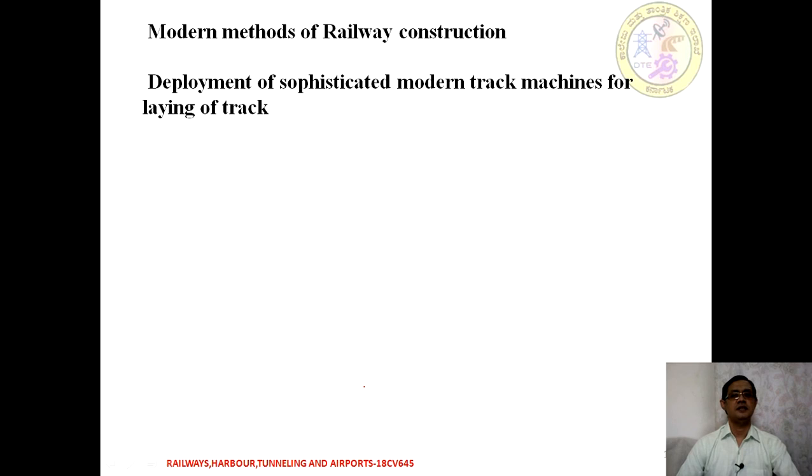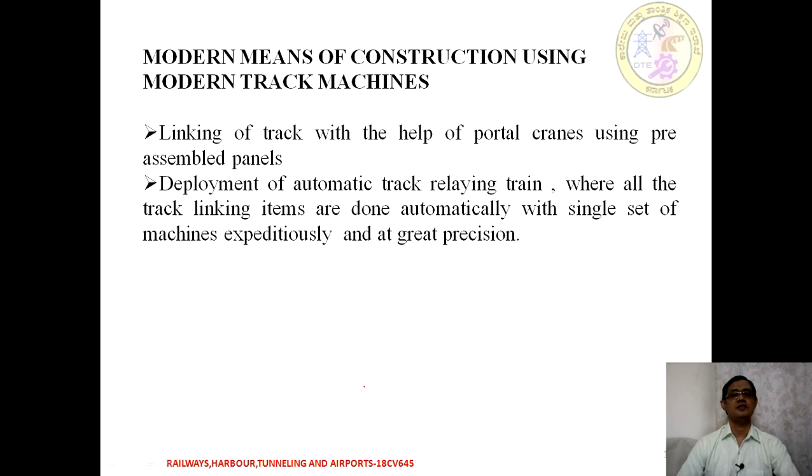Next is the deployment of sophisticated modern track machines for laying of the track. This is the third system we have been adopting as far as machinery is concerned. Modern track machines link the track with the help of a portal crane, or are used for pre-assembled panels. With an automatic track relaying train, the track linking items are done automatically with a single set of machines, so it expedites the work with greater precision.